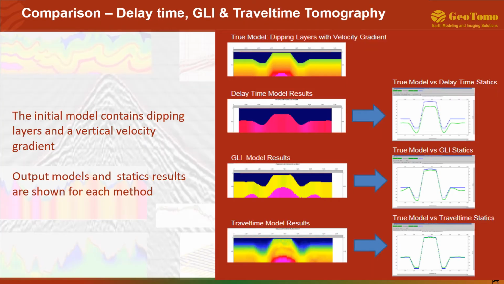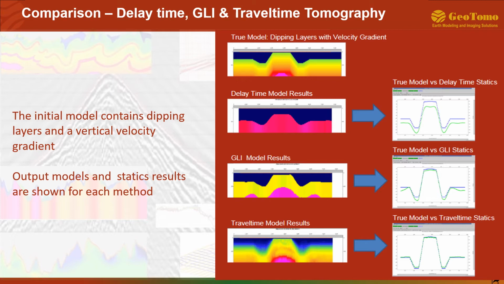So this modeling exercise was designed to compare delay time and GLI 3D to travel time tomography in the presence of dipping layers and a vertical velocity gradient. And the initial model is shown at the top in the center. Synthetic shot gathers were created on which first breaks were picked, then a model and a set of statics computed for each of the methods. Note the comparison between the models produced by each method and the initial model.